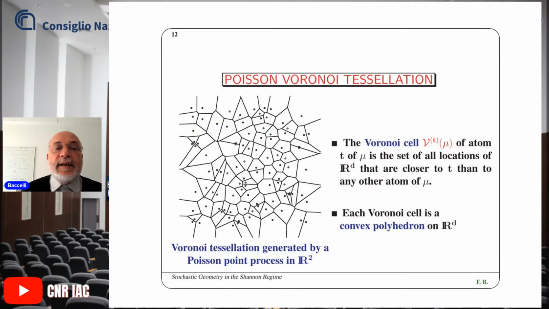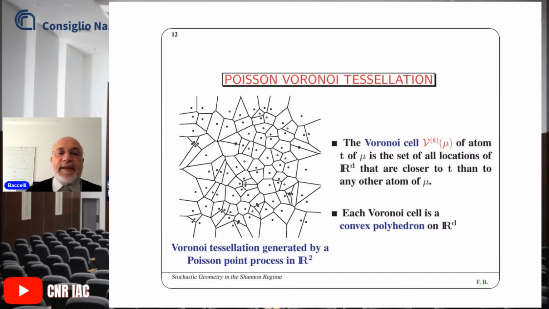Okay, that's one class of objects. So we start with that. Then we'll use the Poisson-Voronoi tessellation. So the Voronoi cell with respect to atom T in a point process mu is the set of all locations of R^d that are closer to T than to any other atom of mu. Okay, so these are a set of half-space conditions in dimension d.